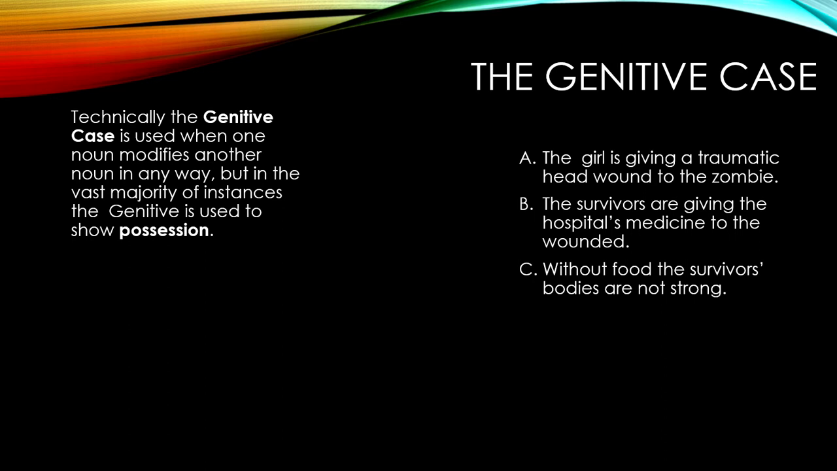In sentence B, the hospital has possession over the medicines. They are the medicines of the hospital, meaning hospital would be in the genitive singular. In sentence C, the survivors have possession over the bodies of the survivors, meaning that the survivors would be in the genitive plural. Because the genitive does show possession, it is most commonly translated as of the noun.